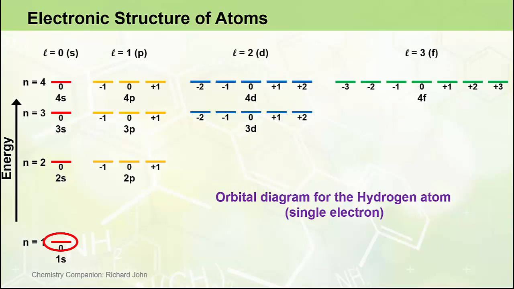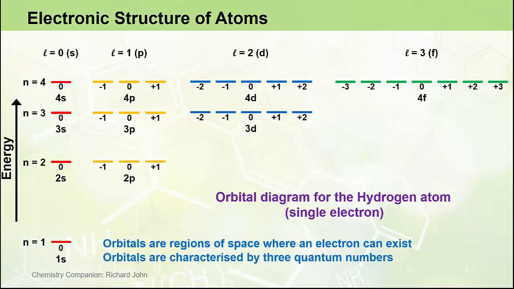And it's important to remember 2 things about these orbitals. 1, an orbital is simply a region of space where it is possible that an electron can exist. And 2, the properties of orbitals are characterized by the 3 quantum numbers which appear on this diagram, with the principal quantum number n given on the left-hand side, representing the overall energy of the orbitals within the n equals 1, 2, 3 shells, etc.